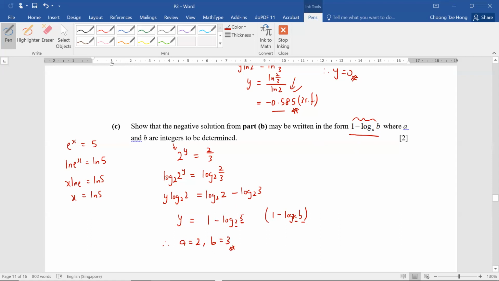So this question, the last part especially, seems a little bit unusual, but don't be afraid to try your questions. Usually if you think a little bit more, you should be able to work out the answer. The questions are usually not as difficult as you think they are, right?